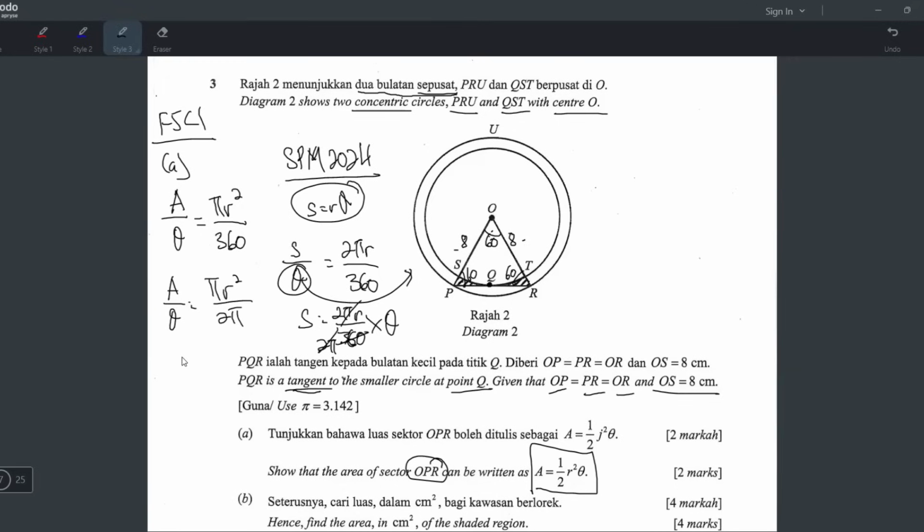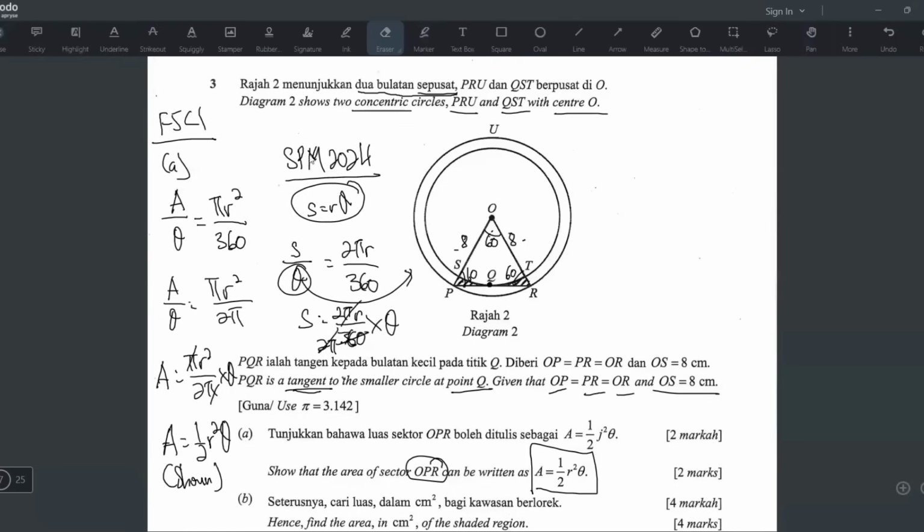So it becomes 2 pi. And now only you move the theta. So it becomes pi r squared over 2 pi multiplied by theta. And the pi can be cancelled. So when you cancel, you're left with what? r squared times theta over 2, which is 1 over 2 r squared theta. Yeah, so shown. That's how you prove the formula.